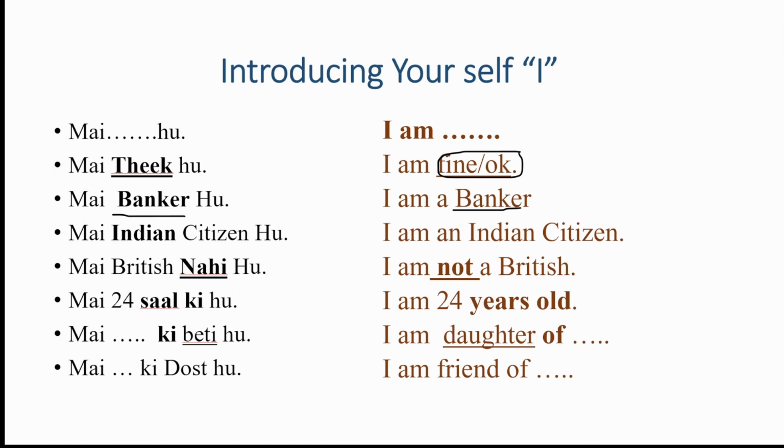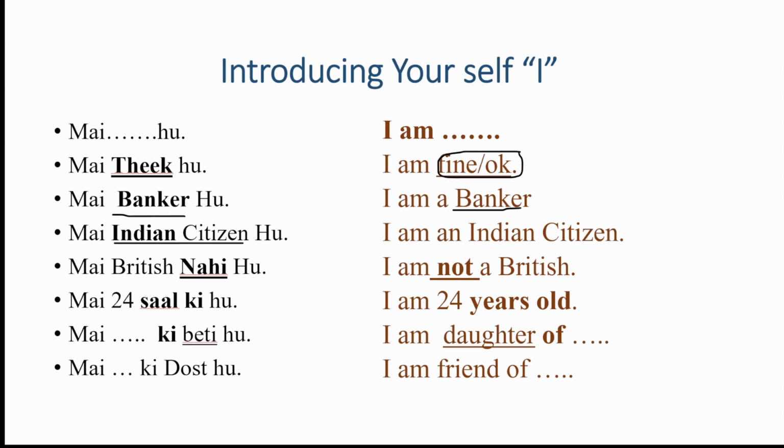Okay. Now if you want to talk about your country and you want to say I'm an Indian citizen, how can you say it? मैं Indian citizen हूँ. Okay. If you are an American, you can say मैं American हूँ. You can put your country here. मैं अमेरिकन हूँ, मैं ब्रिटिश हूँ, मैं ऑस्ट्रेलियन हूँ, whatever your country is you can put here.